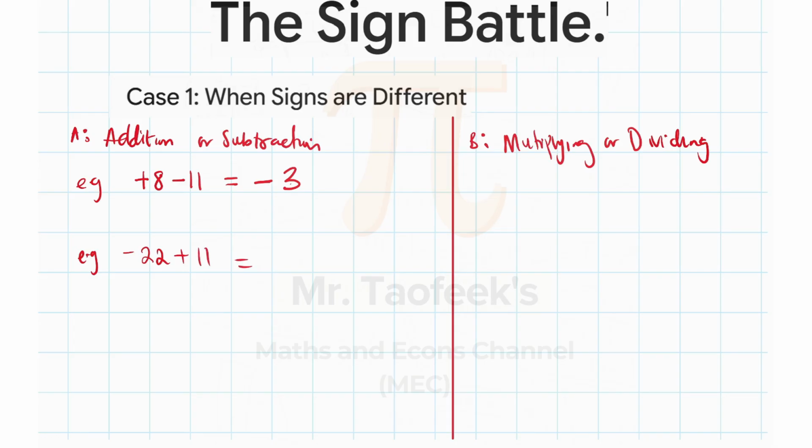So our first thing to do is what? 22 take away 11. Forget about the signs. Just do 22 take away 11. 22 minus 11, everybody knows that is going to be 11. Which sign goes into the final answer? Plus or minus? Obviously, the negative sign has the bigger number attached to it, right? 22 is the bigger number, and the sign attached to that is negative. So our answer will be negative 11. You can see this is very, very simple.